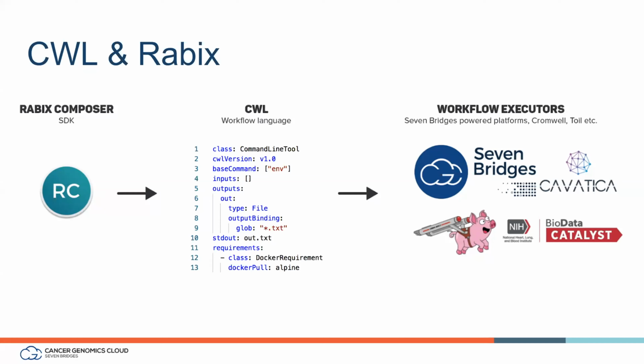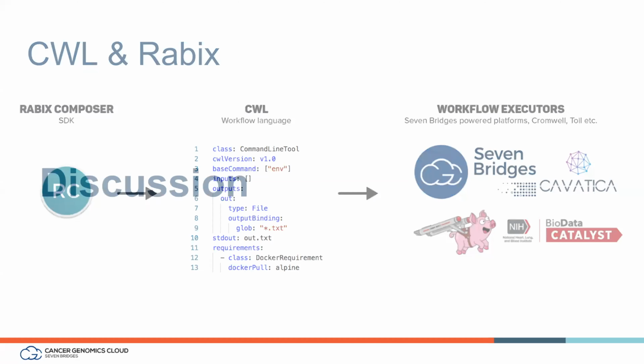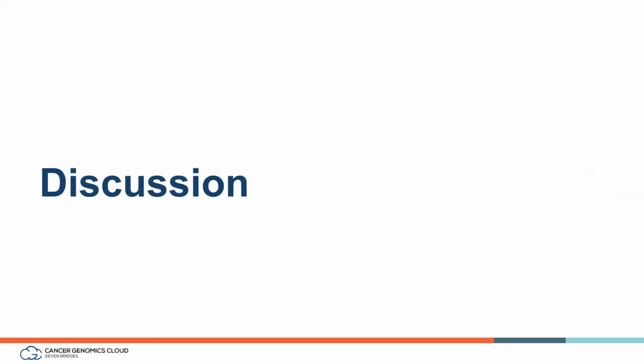Once you have your tool wrapped, you can execute it. All of our platforms use Rabix Executor as the executor of the CWL, but there are a number of other executors out there as well. So that's the more detailed version of how we run workflows on the platform. We will get into actually using all of this a little bit more tomorrow when we do the demo. So that is the intro to the platforms. If there's time, I'm happy to take questions, or we can take it offline as well.